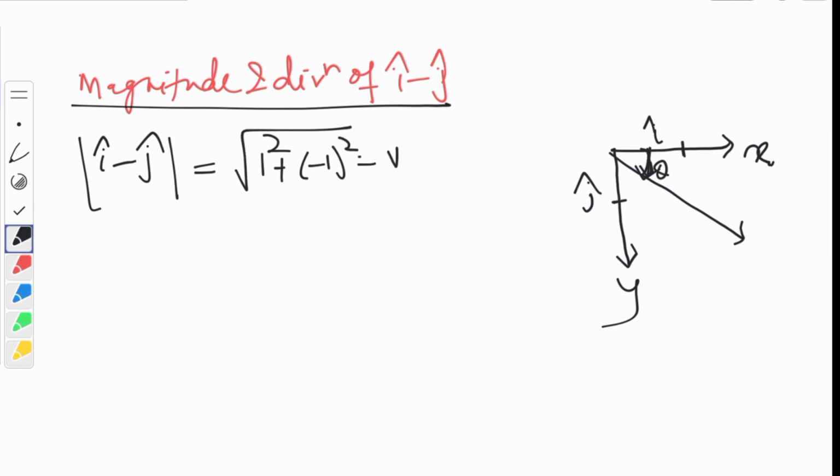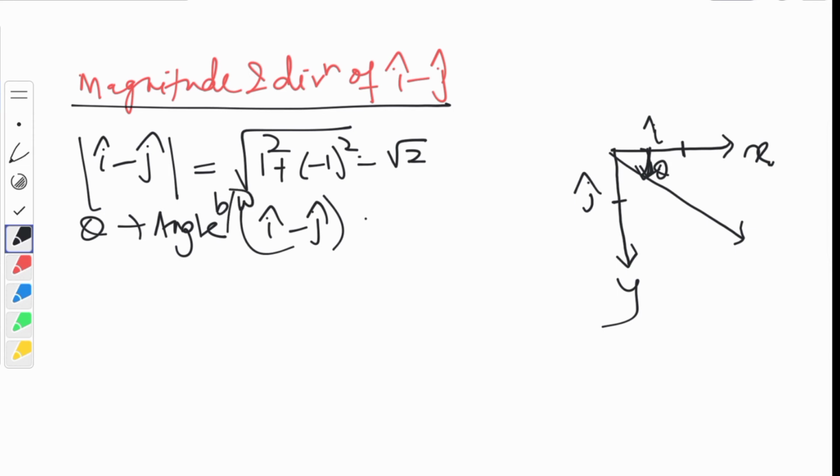Take the square root. So it will be root 2. So let theta be the angle between I cap minus j cap, angle between I cap minus j cap with the direction of I cap.